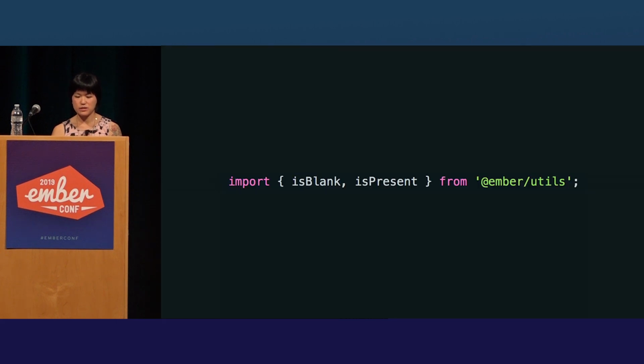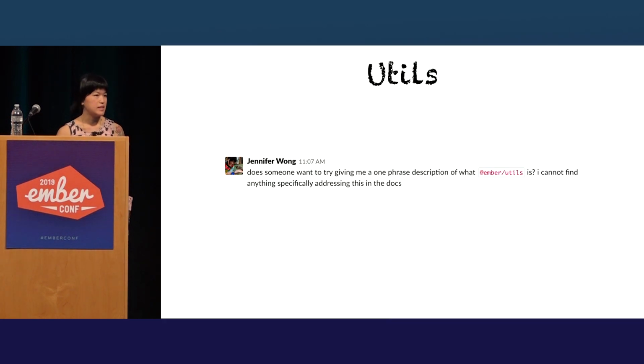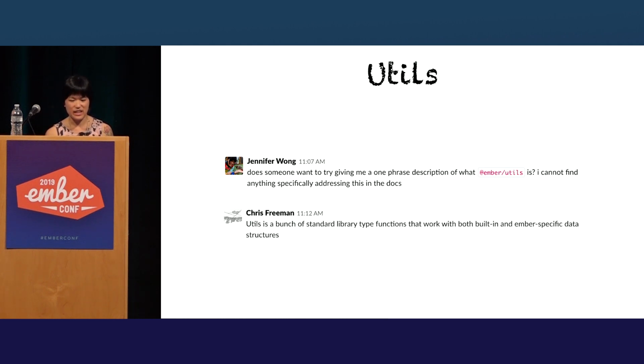U is for utils. And you can see me here asking my coworkers, does someone want to try giving me a one-phrase description of what Ember utils are? I can't find anything specifically addressing this in the docs. And then my coworker Chris to the rescue says, utils is a bunch of standard library type functions that work with both built-in and Ember-specific data structures. So yeah, it's super helpful having coworkers who know what they're talking about.